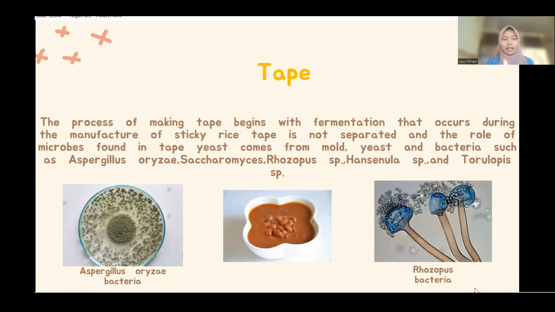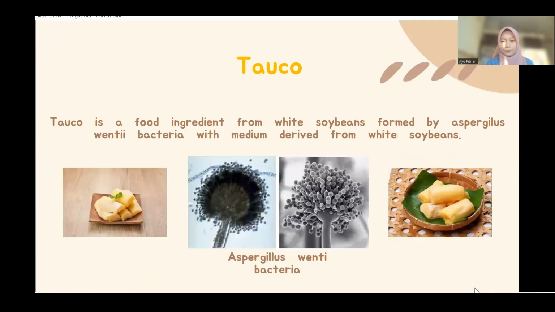Tape. The process of making tape begins with fermentation that occurs during the manufacture of sticky rice. Tape is not separate, and the microbes found in tape come from mold and bacteria such as Aspergillus oryzae, Saccharomyces, Rhizopus, Hansenula, and Torulopsis. Tauco. Tauco is a food ingredient from white soybeans formed by Aspergillus bacteria with a medium derived from the white soybeans.